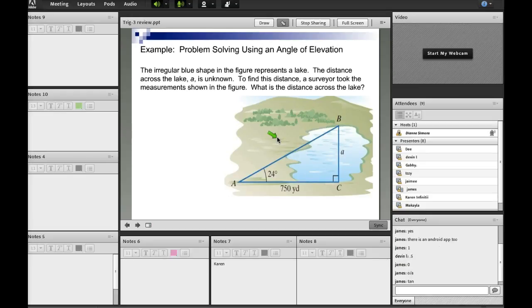Yeah, James, I am. I'm going to use tangent. And that's because it is opposite over the adjacent. So I would put in tangent 24 is equal to A over 750, and then I would solve. Piece of cake. All right. So the distance across the lake is 333.9 yards.